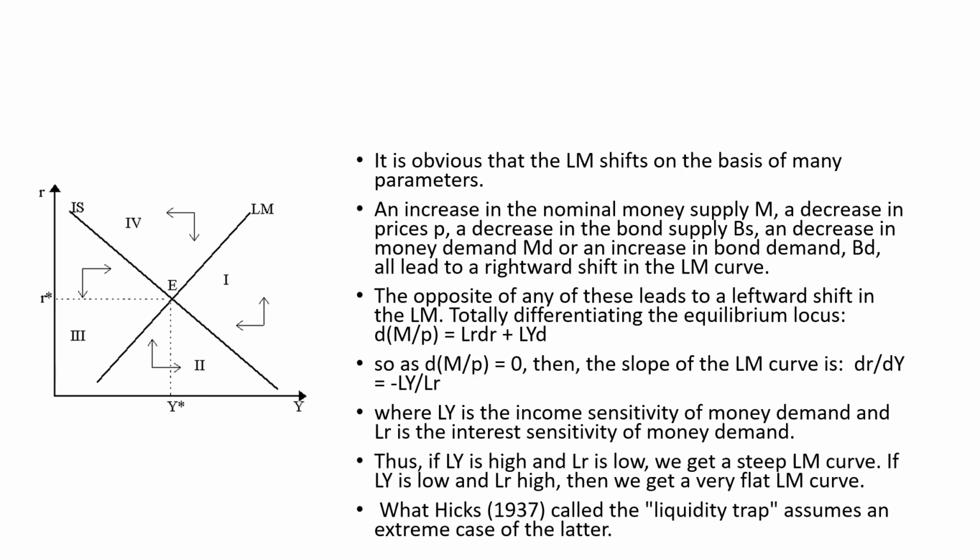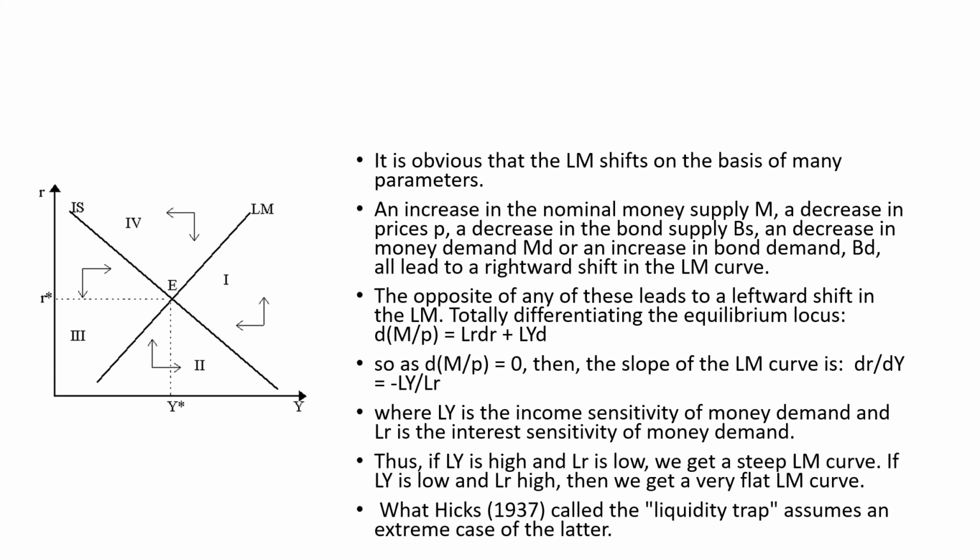LM, as we have already discussed in many videos, can have shifts depending upon several factors: an increase in the nominal money supply, decrease in the price level, decrease in bond supply, decrease in the money demand, or increase in the bond demand, all will lead to a rightward shift in the LM curve. The opposite of this leads to a leftward shift of the LM curve.